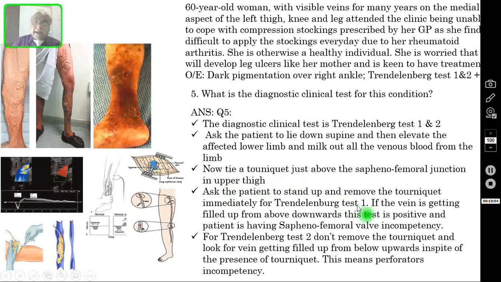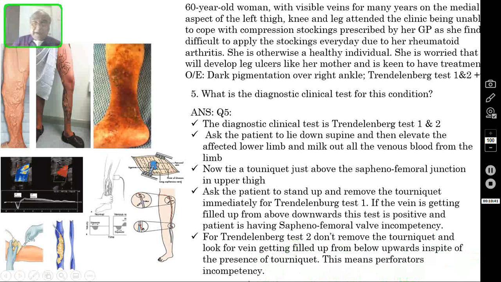and you can remove the tourniquet immediately for Trendelenburg test 1. If the vein is getting filled up from above downwards, this test is positive and the patient is having saphenofemoral valve incompetency. For Trendelenburg test 2, you need not remove the tourniquet immediately, and you have to look for the vein getting filled up from below upwards in spite of the presence of the tourniquet. This means the perforator incompetency only.